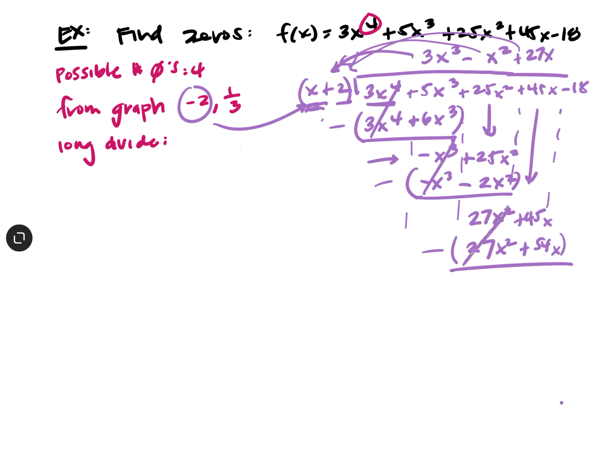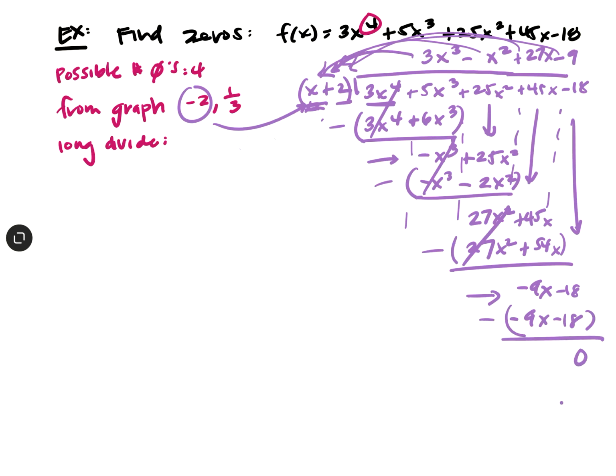Drop down the negative 18. And then one last time, thank goodness. What times x is negative 9x? That's negative 9. Negative 9 times x is negative 9x. Negative 9 times 2 is negative 18. And then when we subtract, we should end up with the remainder of 0, right? Because it's a factor. Okay?